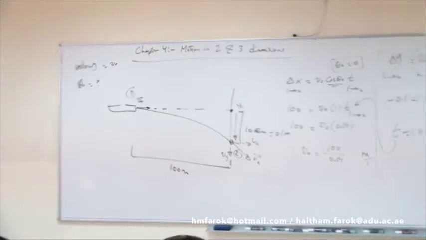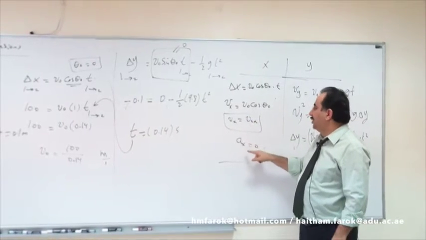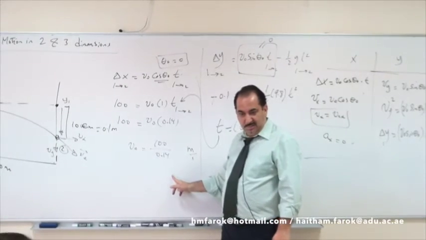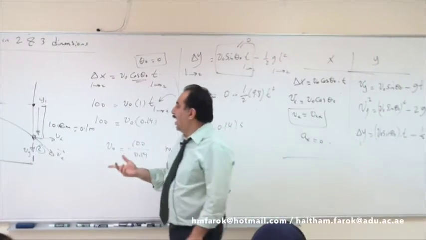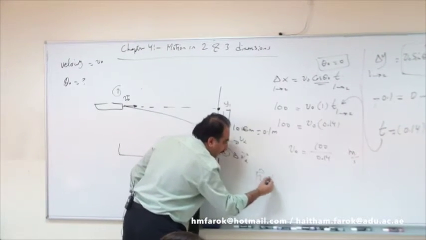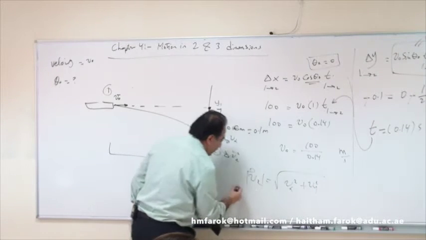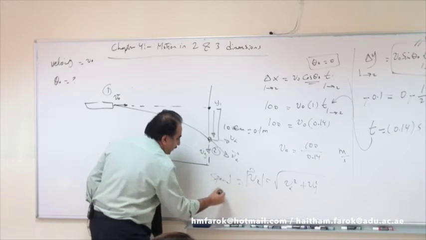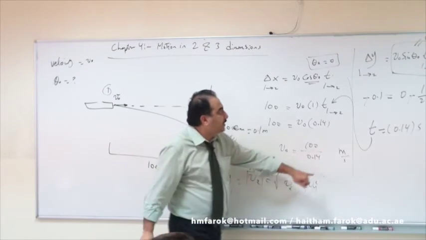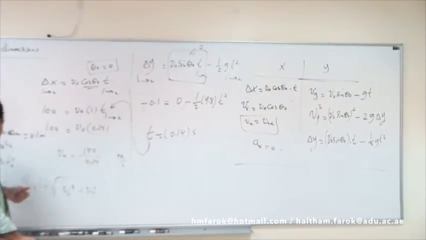Vx same as V naught x. And what is V naught x here? You found it. It's V naught, yeah? Okay, find this one. And then V2 as a speed will equal to root Vx square plus Vy square, this is a speed at 2. Just substitute, yeah? Vx is this. And this is 1, and V naught, you found it.